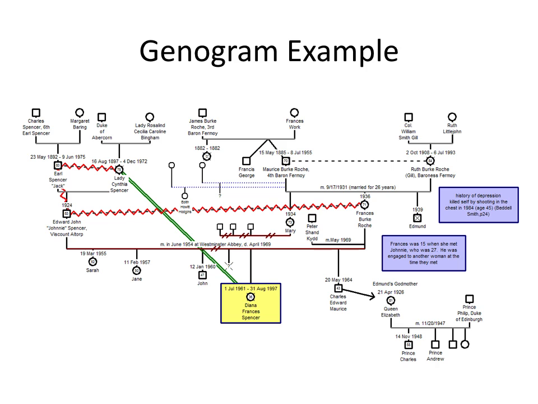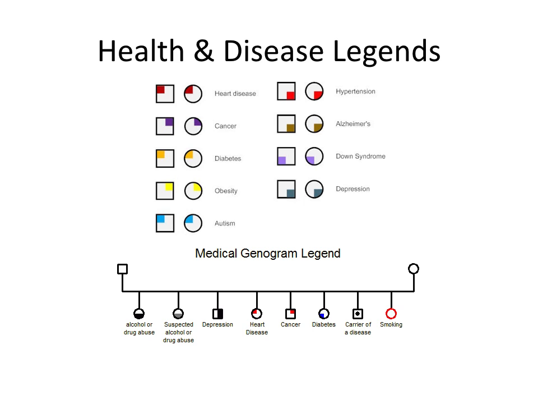A word to the wise: the more detail you include in your genogram, the easier it will be for you to complete your integrated project. A genogram includes information on health, which is represented by colors within the box or circle for that specific person. Gender is represented by boxes for males and circles for females.